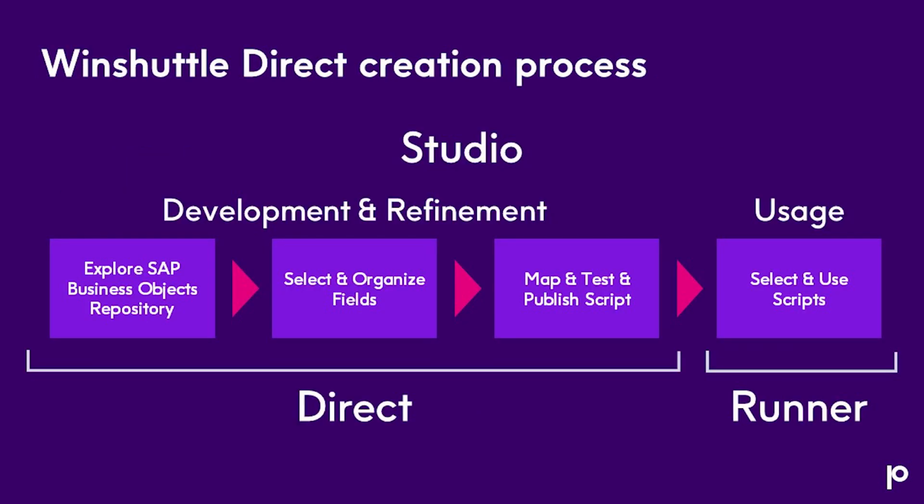Within Studio, there's a couple of different steps here. There's the search and exploring for the BAPI. There's selecting and organizing the fields, and we'll talk about what that means as we go through some examples. Then we'll map, test, and publish, which should be very familiar for anybody that's created transaction scripts. And then the runner is just simply going to select that Excel file like I just showed you and fill it with data and run it.